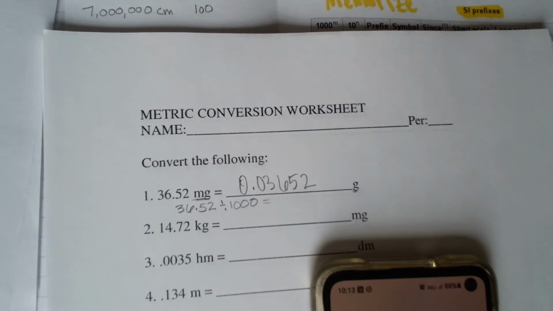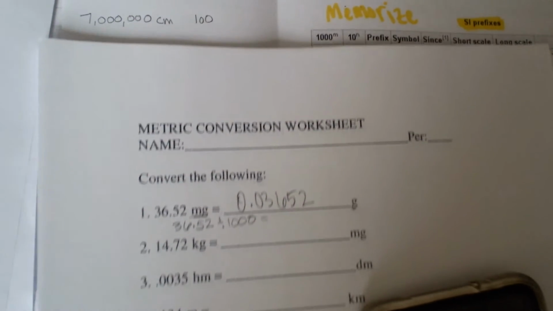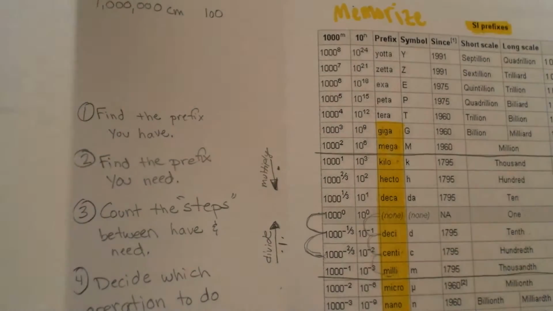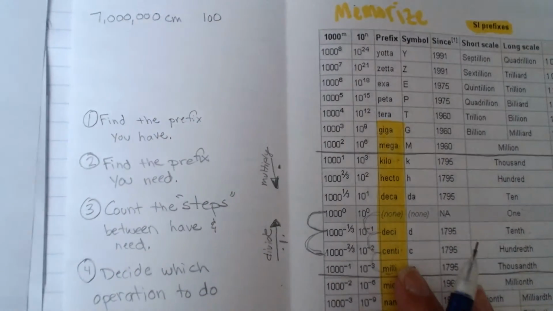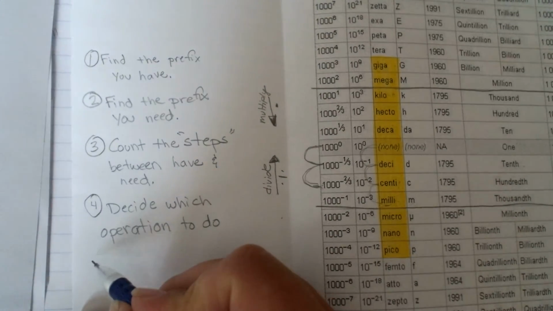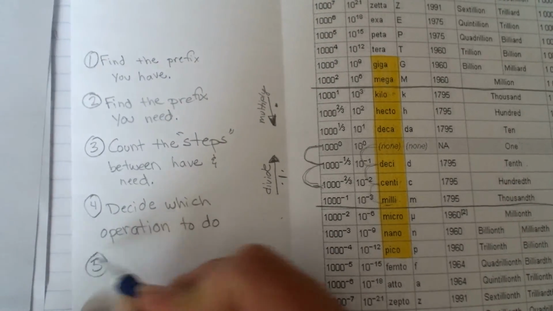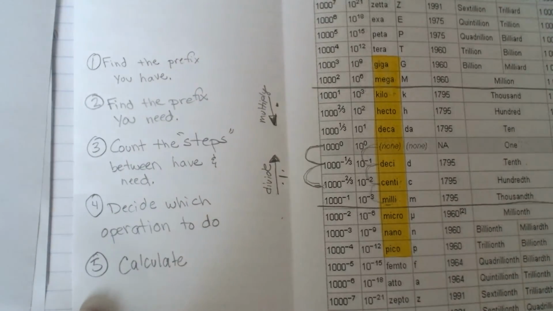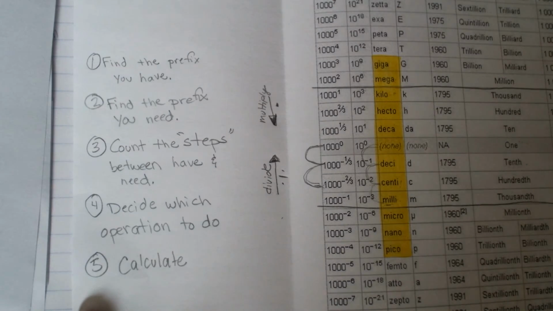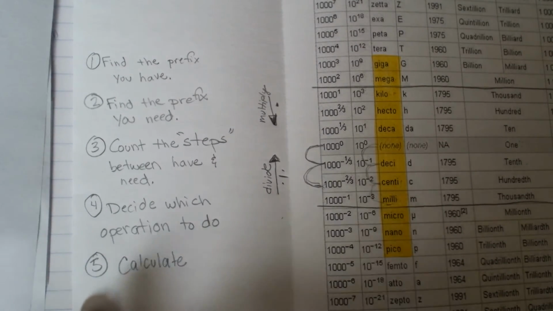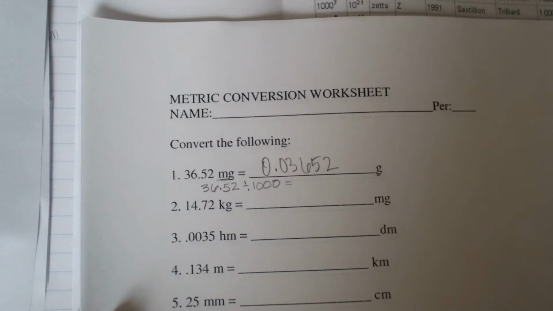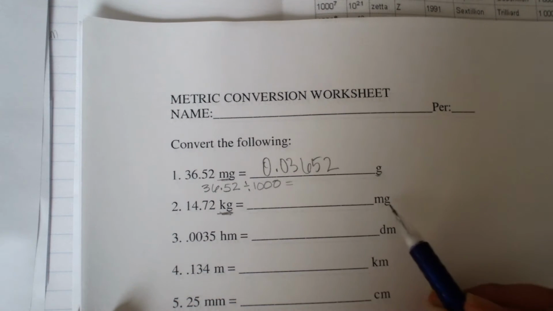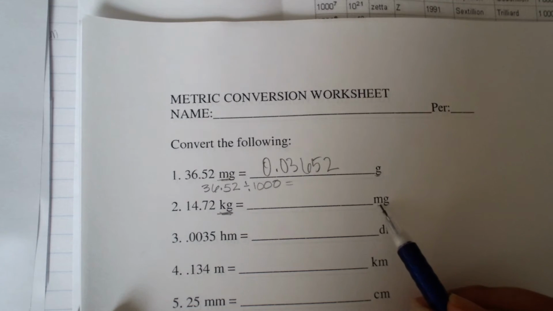Do you guys want to do another one together? Yes, I see heads shaking. So let's go ahead and do another one together so we can get some practice in. Oh, and the last step on our notes here would be number 5, calculate or move the decimal. All right, so let's do number 2 on our worksheet, we have 14.72 kilograms, and we're trying to get to milligrams.